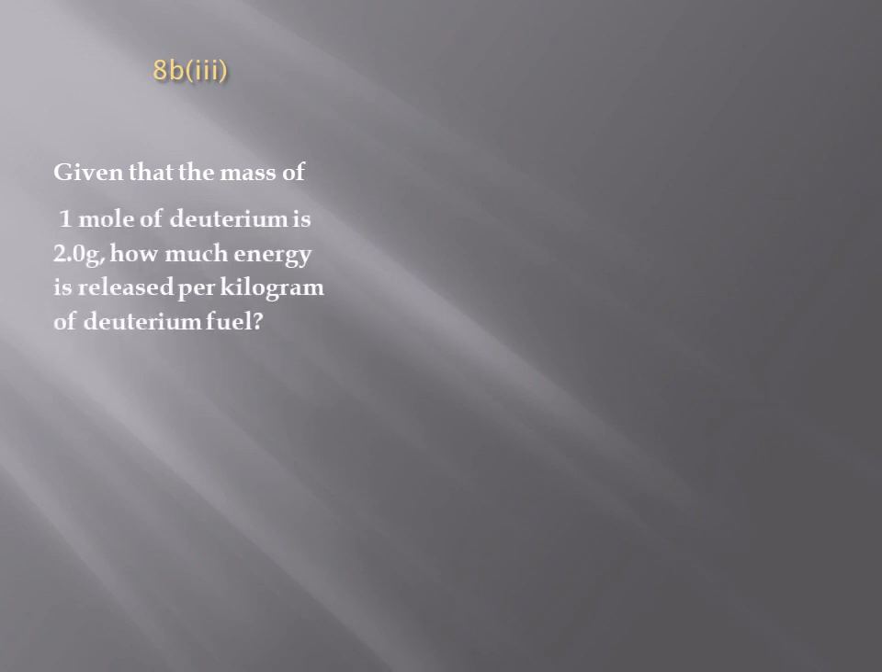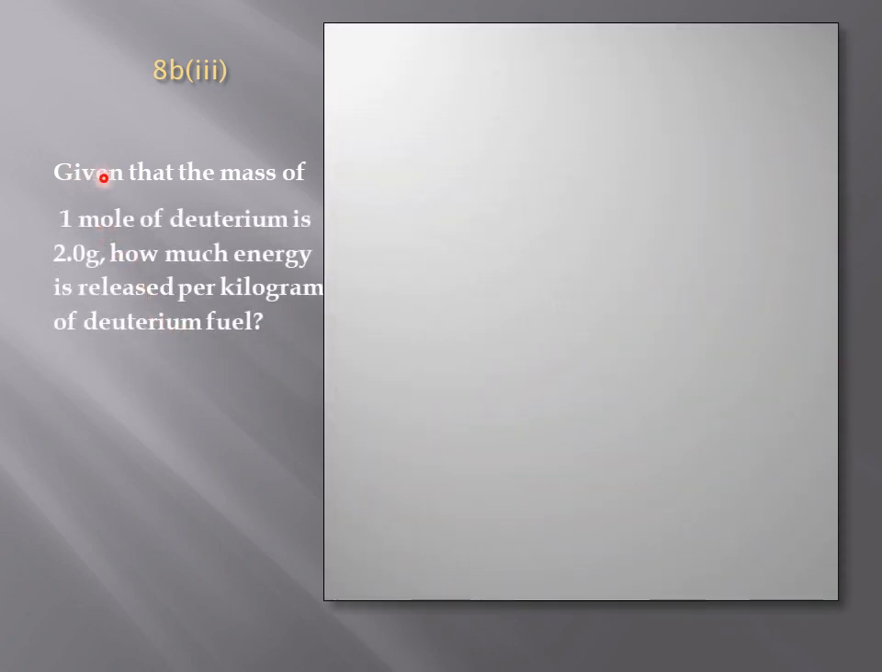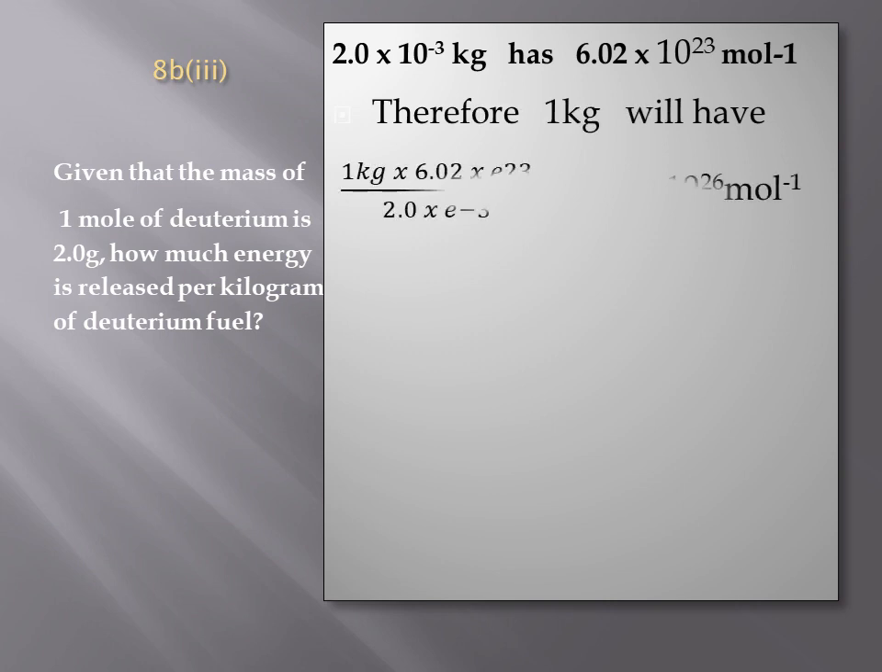Question 8b, Roman 3. It says given that the mass of 1 mole of deuterium is 2.0 grams, how much energy is released per kilogram of deuterium? It's a very good question. What have we been told? We have been told 2.0 times 10 to the power minus 3 kg. Why 2.0 times 10 to the power minus 3 kg? We are converting these grams to kilograms.